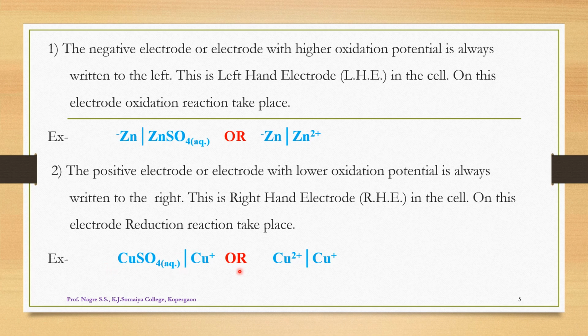When a copper metal or metal strip is immersed in an aqueous solution of copper sulfate, this is to be treated as a right hand electrode, and it is represented as copper sulfate, vertical line copper, or it may be represented as copper 2+, vertical line copper.